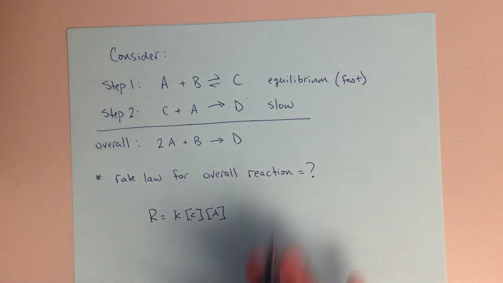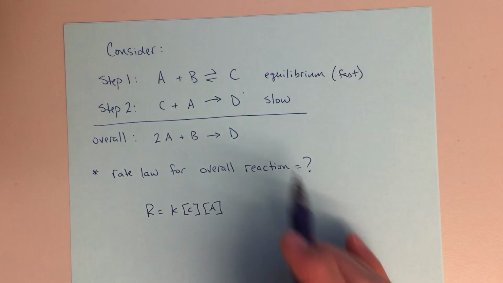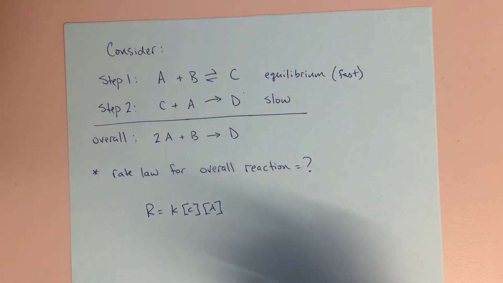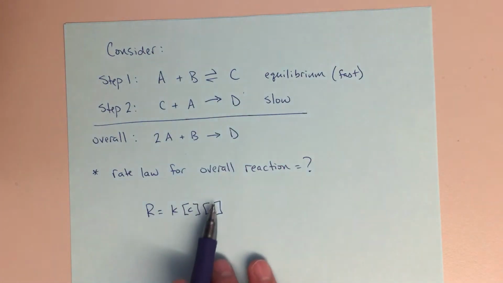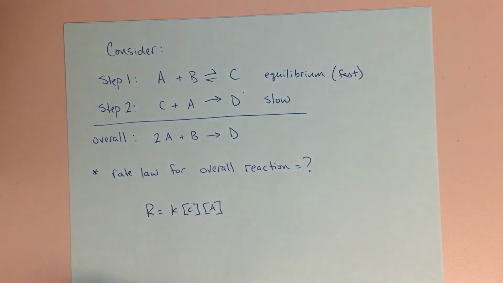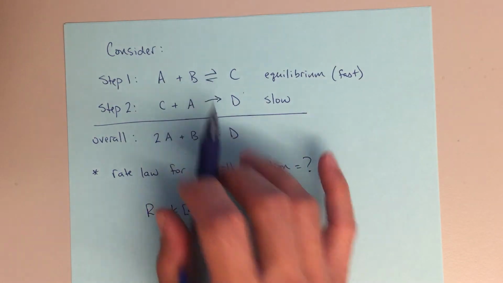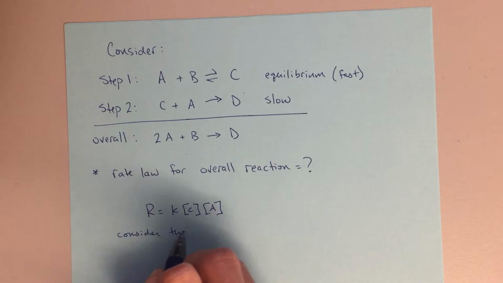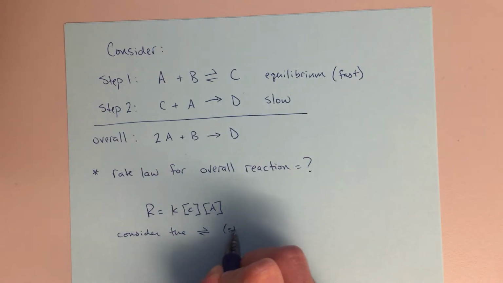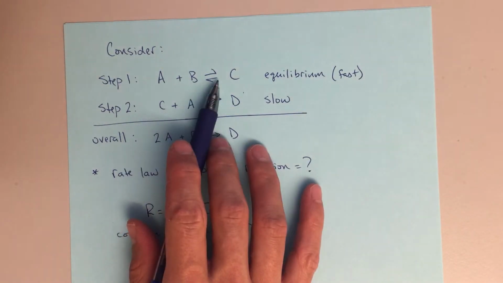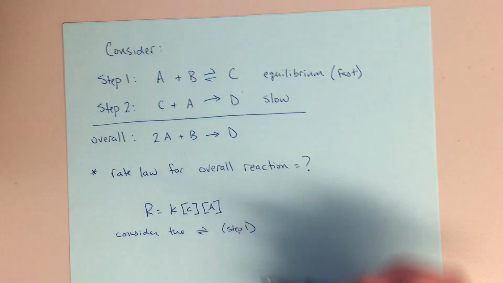So what we need to do is consider step 1, and the fact that it's a fast equilibrium is going to give us some information about how we can rearrange things to figure out our rate law for the overall reaction just in terms of A and B concentrations. So if we want to consider the equilibrium, which is step 1, we know that at equilibrium, the rate of the forward reaction is going to equal the rate of the reverse reaction.